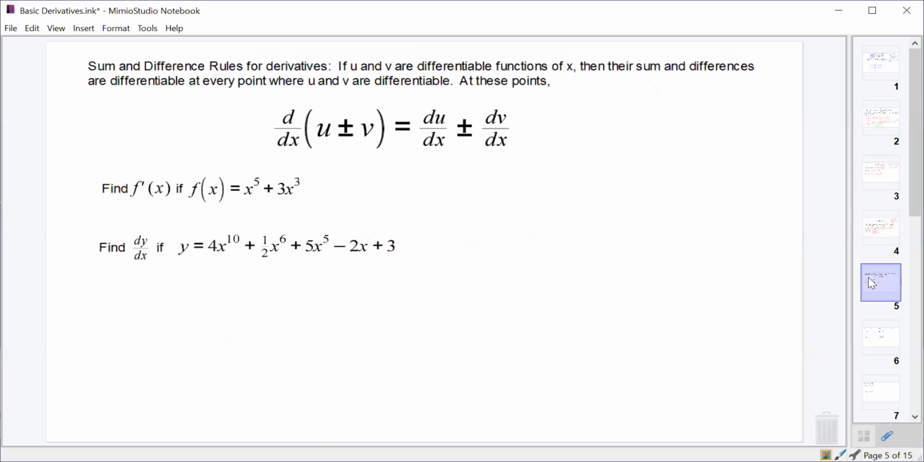All right. So we have a sum and difference rule for derivatives, and hopefully this should make sense pretty intuitively also. If I have the derivative of a function plus or minus another function, like x to the 5th plus 3x cubed, let's say, I can do each derivative separately. So I can do the derivative of my u function plus the derivative of my v function. And here we have du dx plus dv dx.